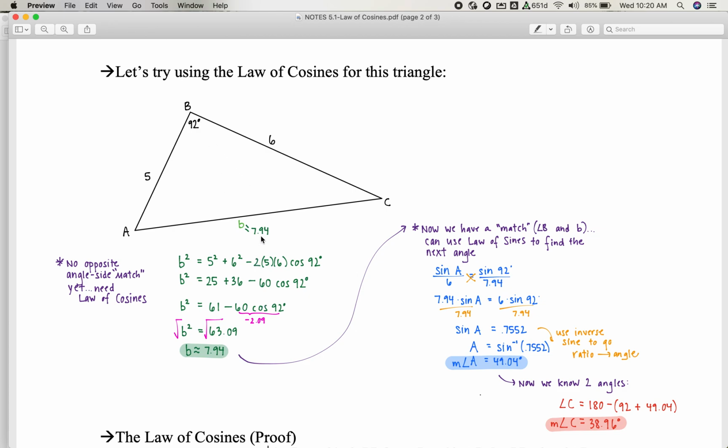Okay, so again, law of cosines may be a little more complicated at the beginning, but once you have that side or that angle, you have your match now, and you can now go do law of sines to find the missing information in the problem.